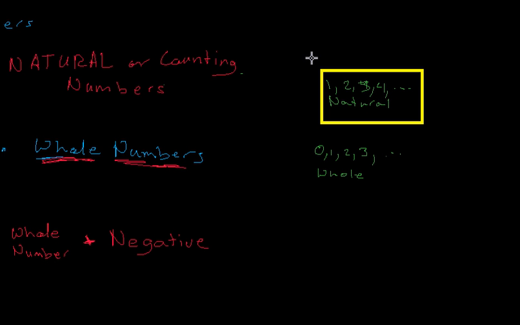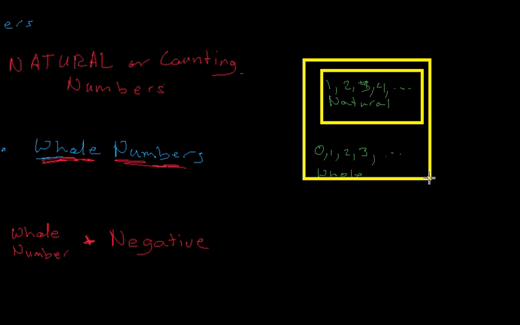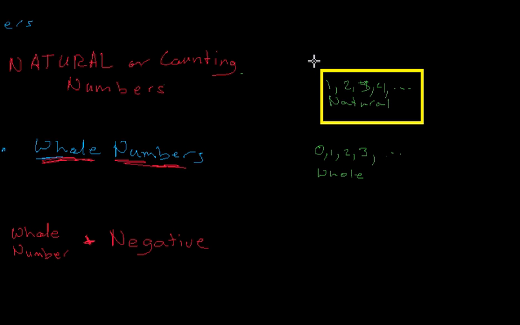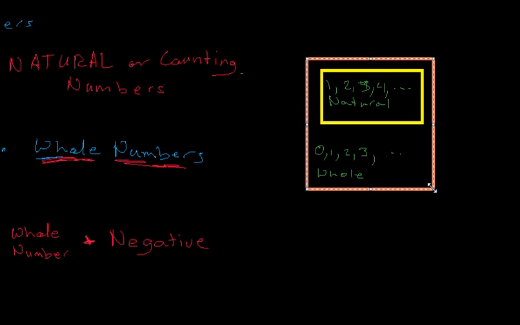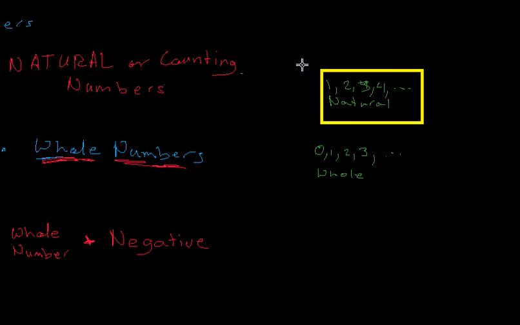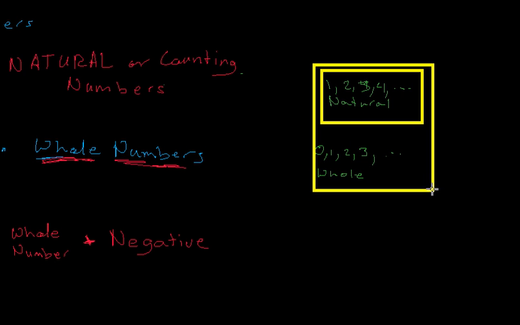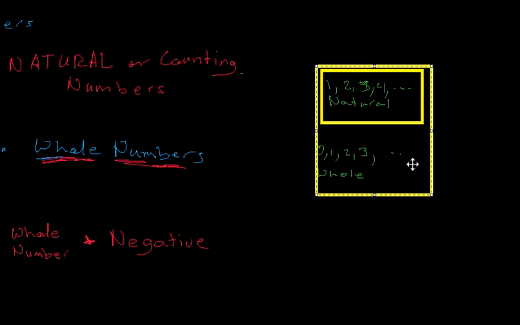Somebody else came along. That person said, well, wait a second. That's not the whole truth still. There's still more to the puzzle. So your whole numbers included natural numbers.